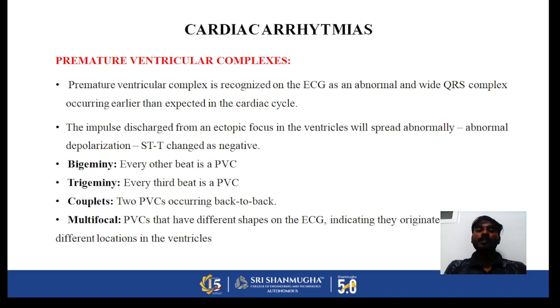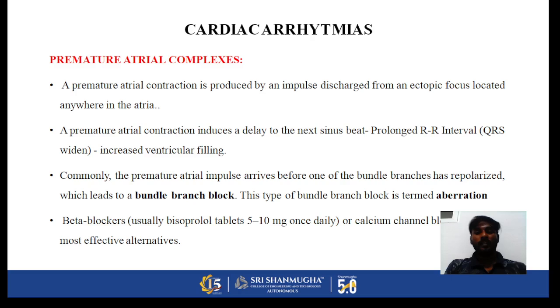Premature ventricular complexes are known as PVCs. PVCs are recognized on the ECG as an abnormal, wide QRS complex occurring earlier than expected in the cardiac cycle. The impulses discharged from the ectopic focus in the ventricles spread abnormally. Abnormal depolarization can cause ST and T wave changes. Bigeminy: every other beat is a PVC. Trigeminy: every third beat is a PVC. Couplets: two PVCs occurring back to back. Multifocal: PVCs that have different shapes on the ECG, indicating they originate from multiple different locations in the ventricles.